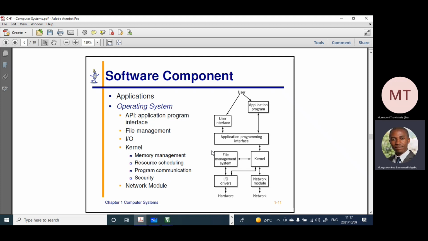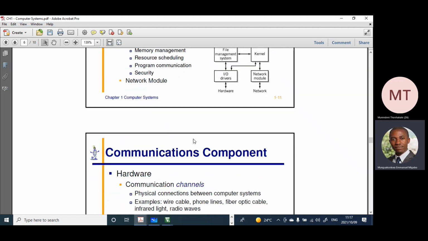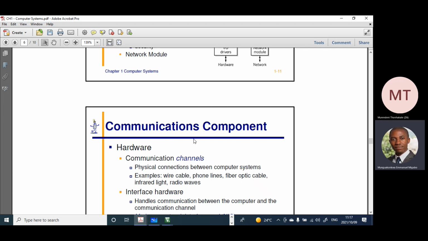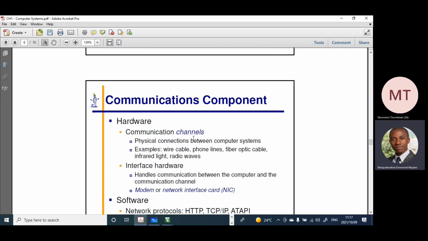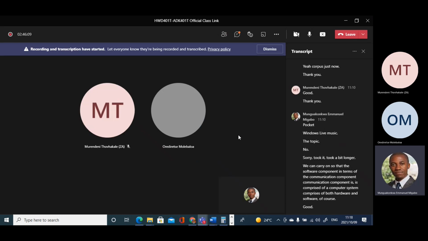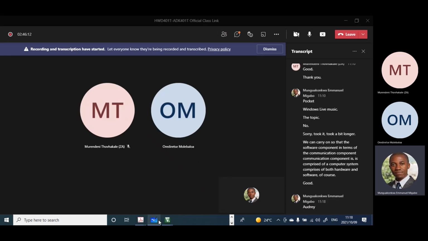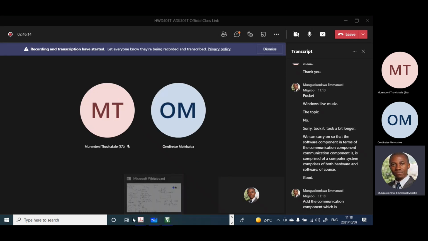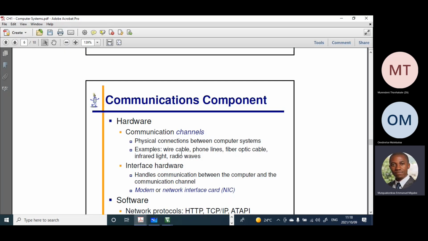Sorry, it took a bit longer. We can carry on. So that's the software component. The communication component of a computer system comprises both hardware and software, of course, as you know very well.